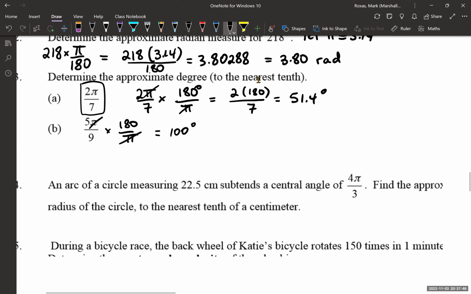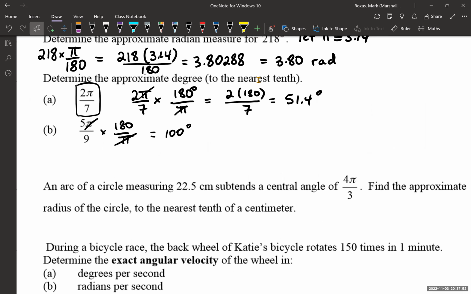An arc of a circle measuring 22.5 centimeters subtends the central angle of 4 pi over 3. Okay, it's always nice to visualize, right? So let me draw a better circle. There's a circle. So what's 4 pi over 3? Pi is approximately something like this. 4 pi over 3 is a pi and another third, so a little bit bigger than what I originally drew. So let's say that's 4 pi over 3, roughly speaking. I don't have an exact protractor here.